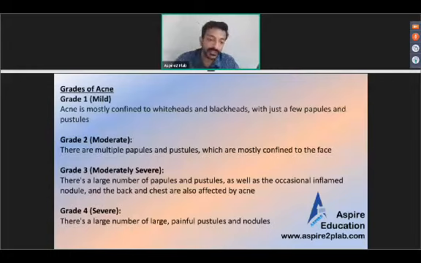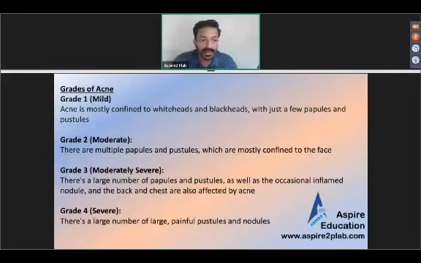And what will be severe? If there is a large number of these painful pustules and nodules, that will be severe acne. Because the treatment depends on that. Treatment depends on the grade of acne. So that's the thing. The treatment is this, actually.